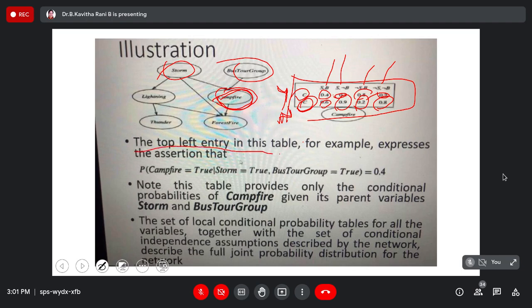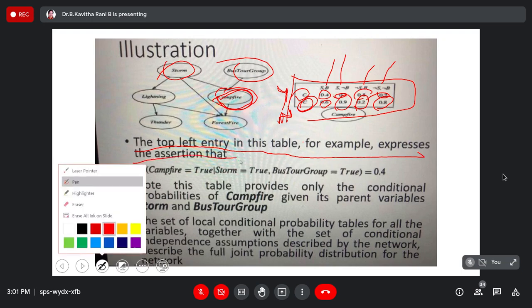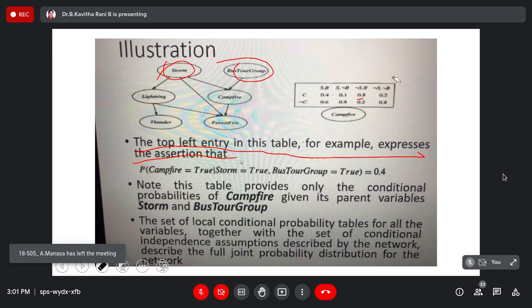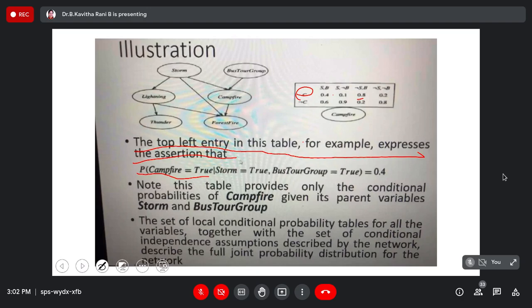The top left entry in this table, for example, expresses the assertion that, take one assertion, probability of campfire is equal to true, given storm is equal to true and bus tour group is equal to true, then the value is 0.4. So in this way, we predict all the variable probabilities by using conditional dependence and dependence variables.